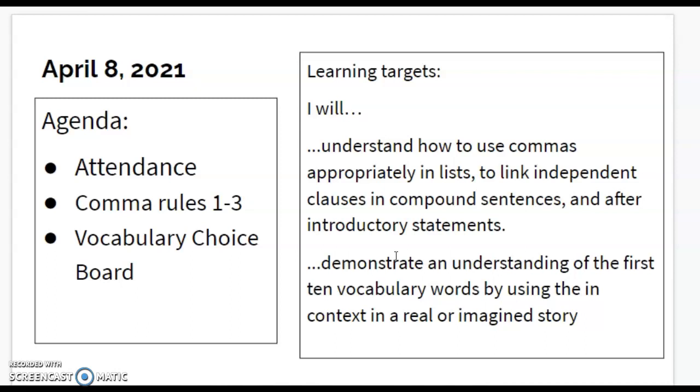review for you. And then for the vocab choice board, you'll demonstrate an understanding of the first 10 vocab words by using them in context in a real or imagined story.